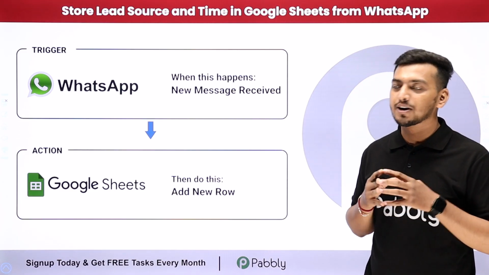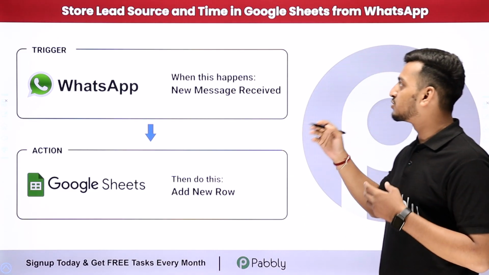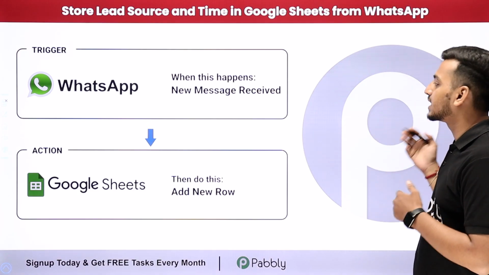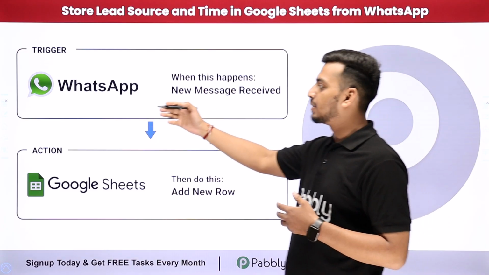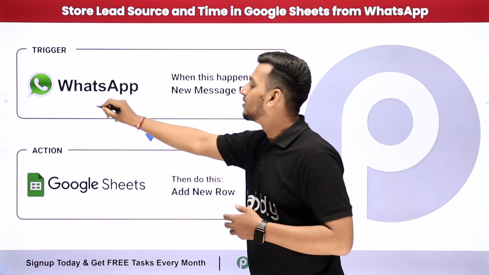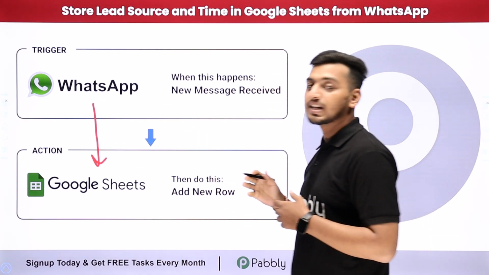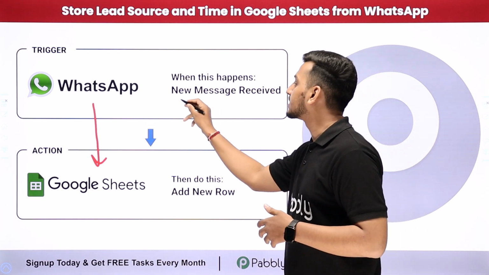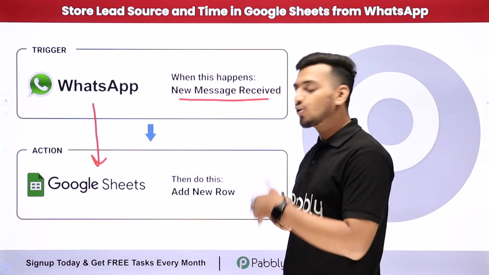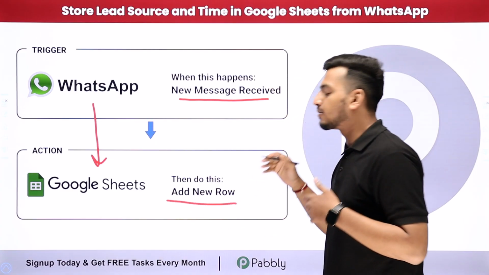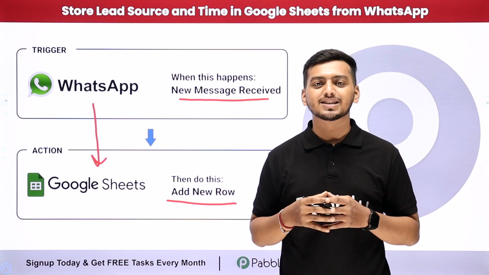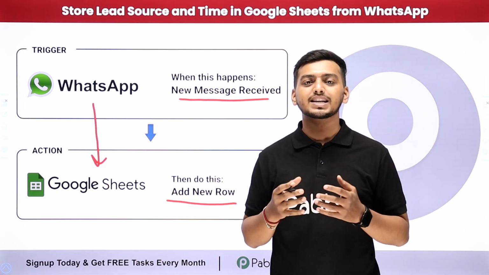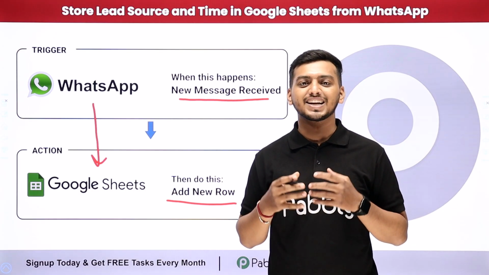And today I am going to demonstrate how you can store lead source and time in Google Sheets from WhatsApp automatically. In this video, I am going to integrate these two different applications, WhatsApp and Google Sheets, with the help of Pabbly Connect, so that whenever I receive any new message on my WhatsApp account, a new row will get added automatically on my Google Sheets. So if you are ready to learn how I am going to create this amazing WhatsApp automation, then for this, let me take you right onto my screen.